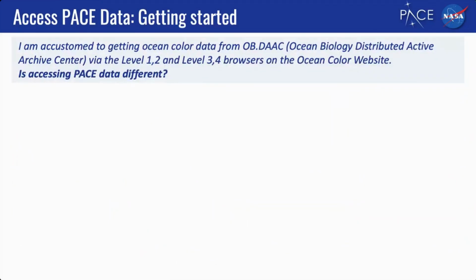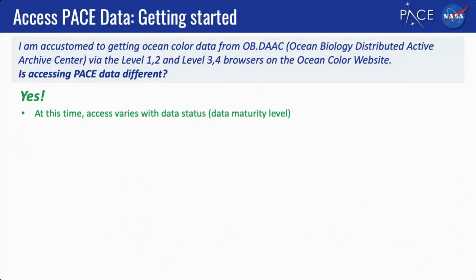I've also heard this question, and a lot of you may have this question as well. I'm accustomed to getting ocean color data from OBDAC, which is the Ocean Biology Distributed Active Archive Center, via the level 1 and 2 and the level 3 and 4 browsers that have been available for some time on the Ocean Color website. Is accessing PACE data any different? And the answer is yes.